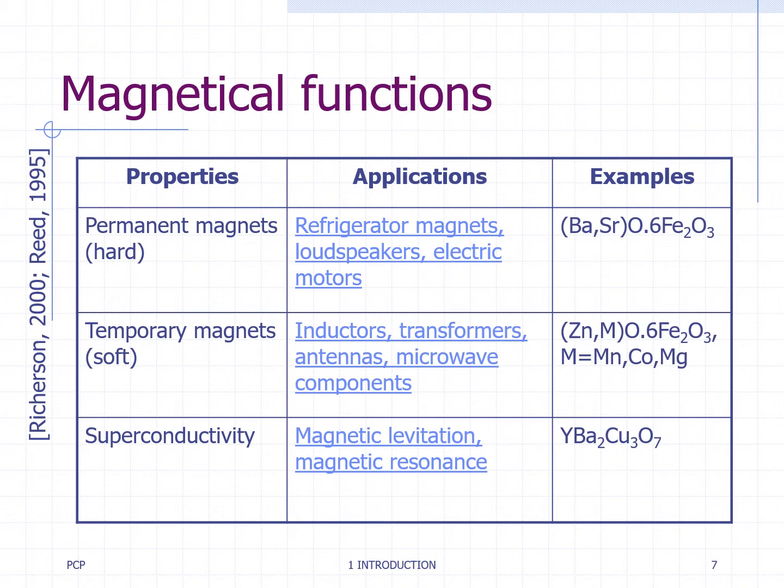Ferrites are iron-mixed oxides that might be used as permanent or hard magnets in loudspeakers and temporary or soft magnets in electrical transformers, for instance. A complex oxide based on yttrium, barium, and copper was found to be a superconductor, allowing electricity to pass through with no resistance.